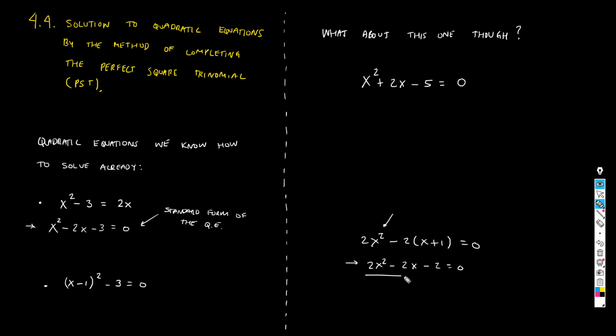And now this is in standard form because I have the quadratic term and then the linear term and then the constant term equals 0. You see, it has to have this same shape. Okay, so now you know what the standard form of the quadratic equation is.